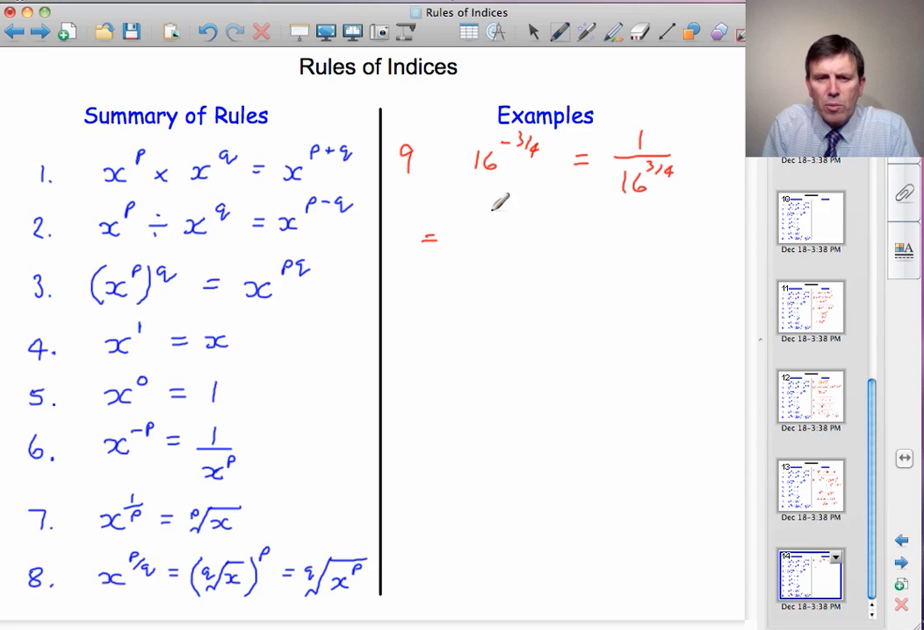Right, from there, we're working on the denominator, and we recognize that the bottom of the fractional power gives us the root, the top one gives us a power. So we want the 4th root of 16, and then we're going to raise that answer to the power 3. Well, the 4th root of 16 is 2. 2 times 2 times 2 times 2 gives you 16. So we want 1 over 2 cubed, and 2 cubed is 8, so our final answer is 1/8.